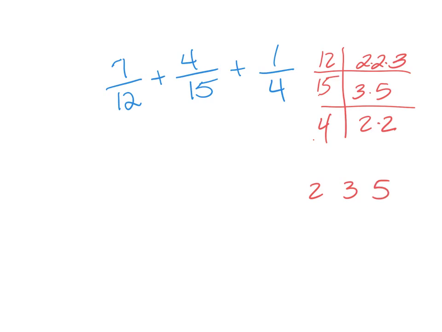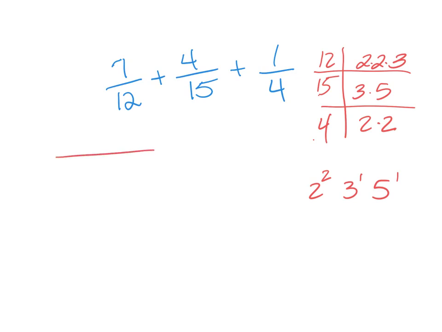Well, how many are the most 2s you see on any row? 2. Yeah. And how many 3s? The most 3s? 1. And the most 5s? 1. So the common denominator is 2 times 2 times 3 times 5. Let's look at it that way.